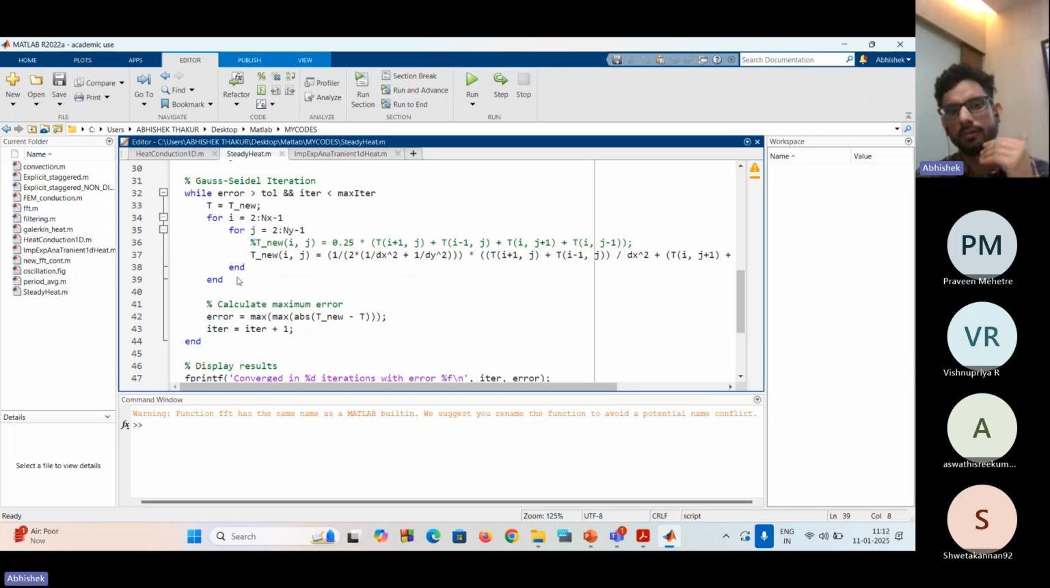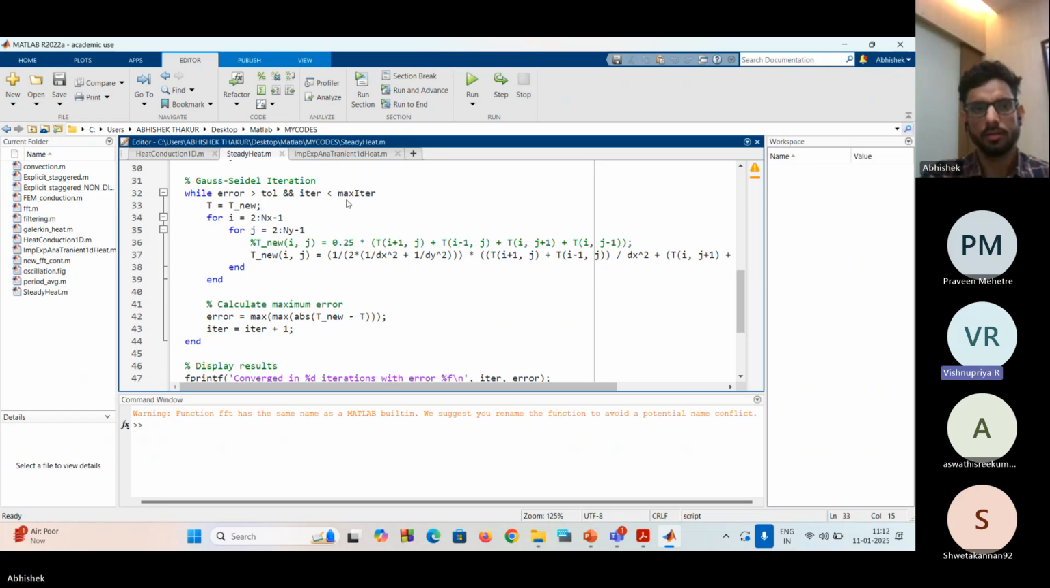So till we get the convergence, which is the tolerance, it will keep on repeating this until the error between the two successive iterations is less than tolerance or convergence. I hope this is clear.